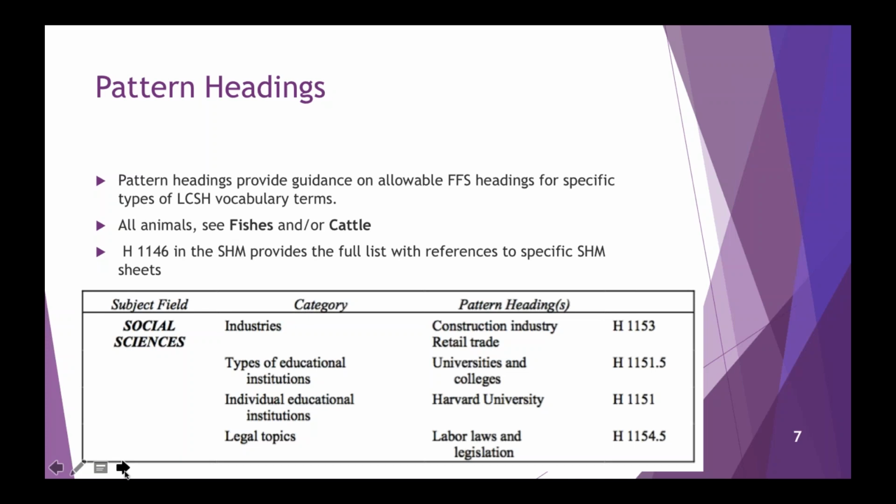In the subject headings manual, the worksheet H1146 lists all of the different pattern headings that are there, and they do it by subject field and then category. So for example, we see here social sciences. In the social sciences, if you have a topic that is about an industry and you want to see what the pattern is to make use of for different free-floating subdivisions that would go with a topical term that represents an industry, then you can look up either construction industry or retail trade, and you'll see all of those together.